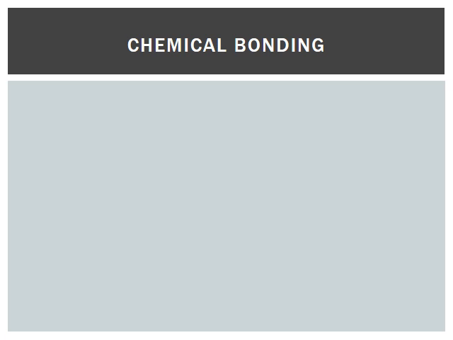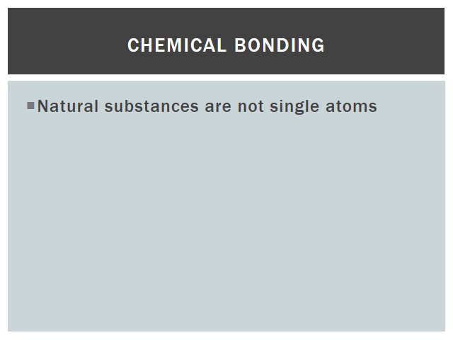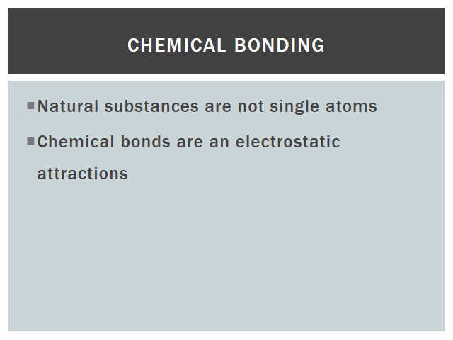There are two broad general ways that atoms combine to form compounds. Either electrons are shared between atoms or they're transferred between atoms. Okay, so natural substances are not single atoms, and when a chemical bond forms, there is a tendency for atoms to acquire the electron configuration of the closest inert gas in group 8. This is known, in short, as the octet rule.